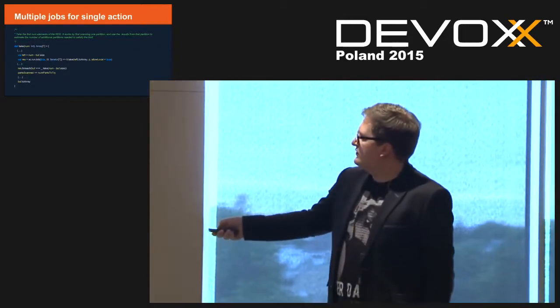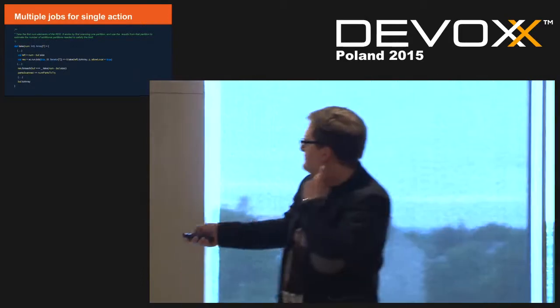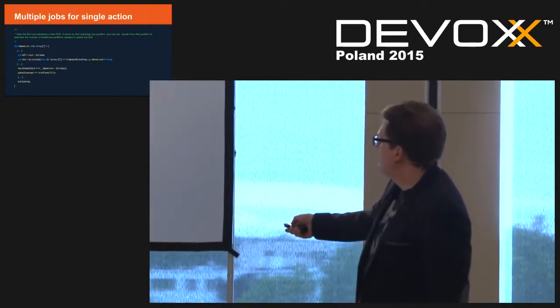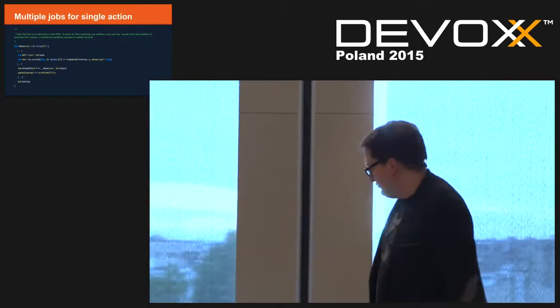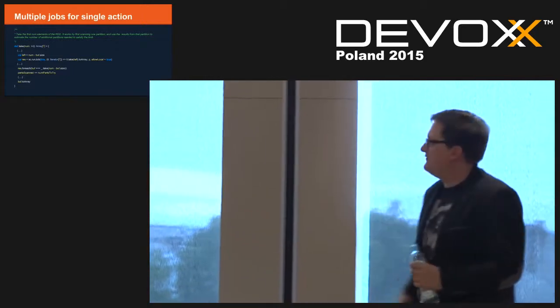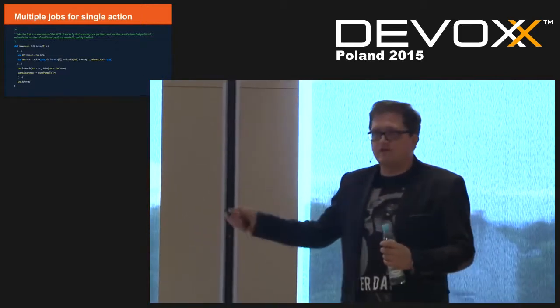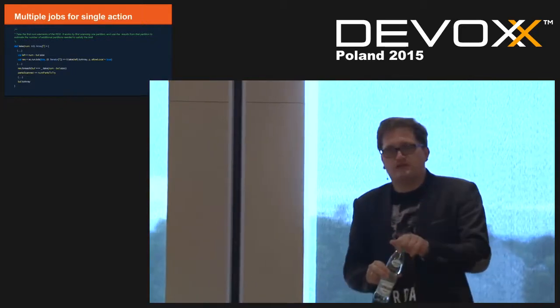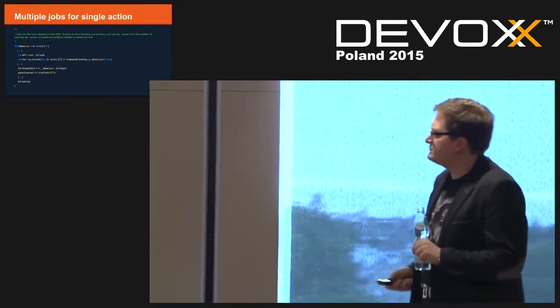So this code over here, let me look for it. Here. It will be called recursively, so you have a few jobs running for this one action. So don't be surprised to have multiple jobs for a single action within your program. All right.